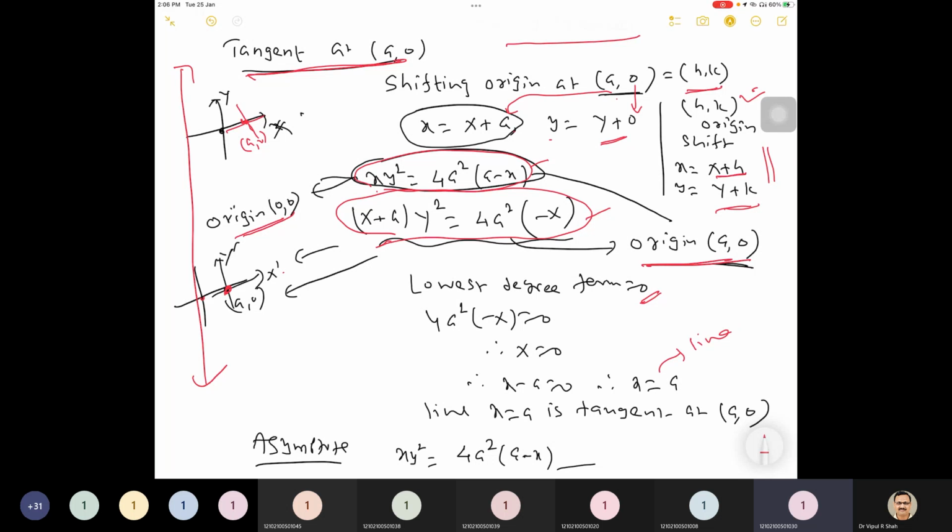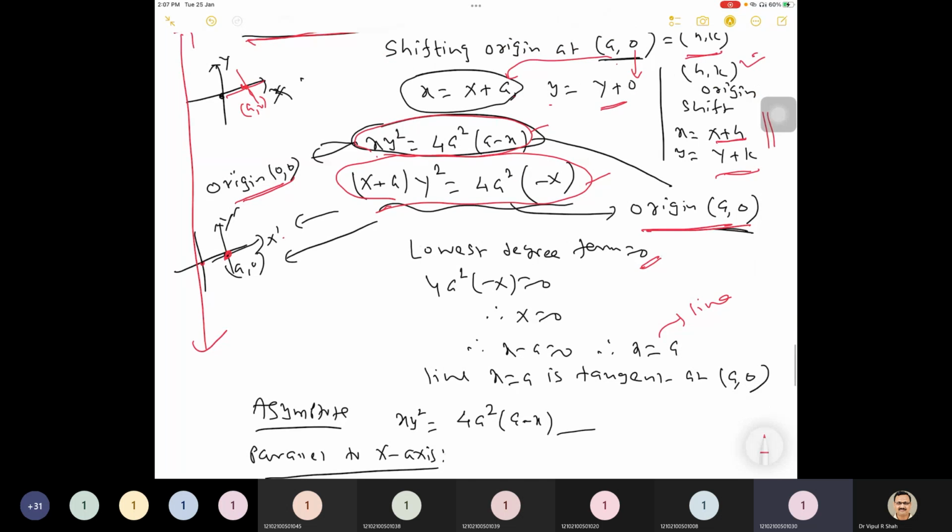Now see, what is the highest degree term of x in this equation? xy square. Does 4a square minus x also not have x? Yes, sir, 4a square x is also there. Okay, both.